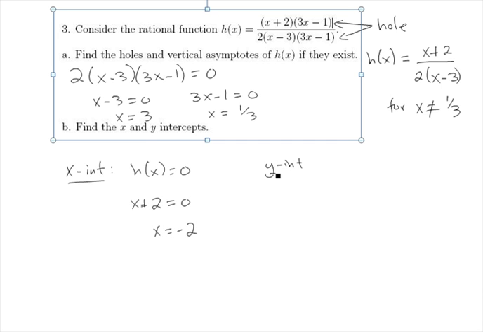Y-intercept occurs when the x-coordinate is 0. So we plug in 0 in for x. We get (0 plus 2) over (2 times (0 minus 3)). And so we get negative 1/3 for the y-intercept.